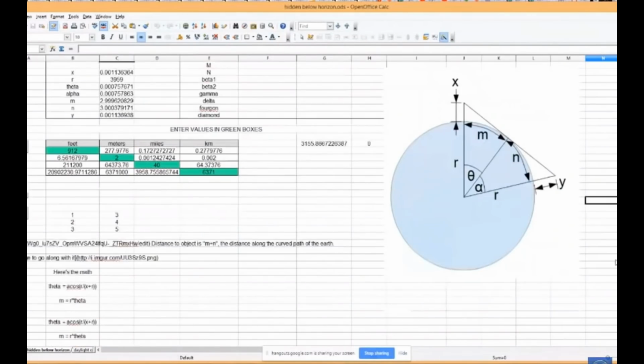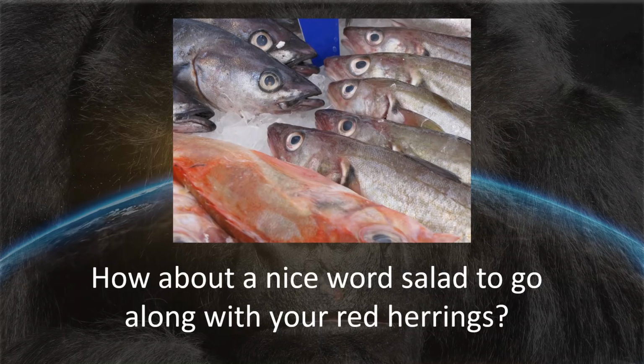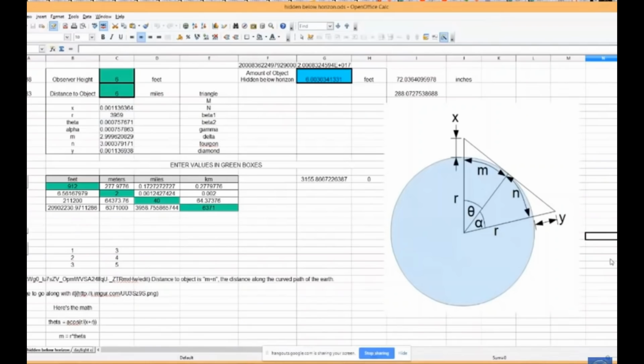Well, no, Wiggles, that's totally incorrect. That would mean that you would ignore the very aspect of optics that's been used to acquire the thing you're going to compare to a geometric-only calculation. How about a nice word salad to go along with your herring?